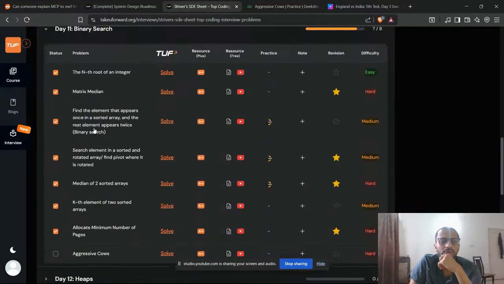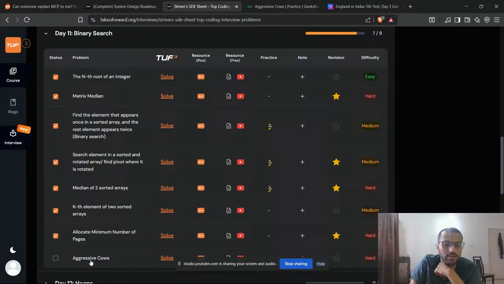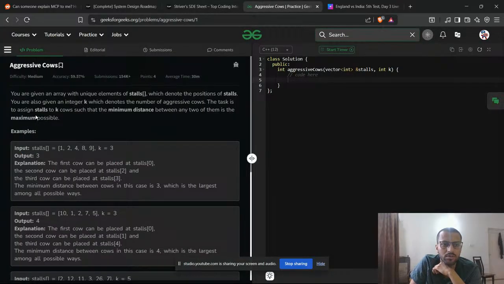Today we are solving this last question of binary search. We are given an array with unique elements of stalls array, which denotes the position of stalls. We are also given an integer k which denotes the number of aggressive cows. Task is to assign stalls to k cows such that the minimum distance between any two of them is the maximum possible. Distance between cows is maximum.